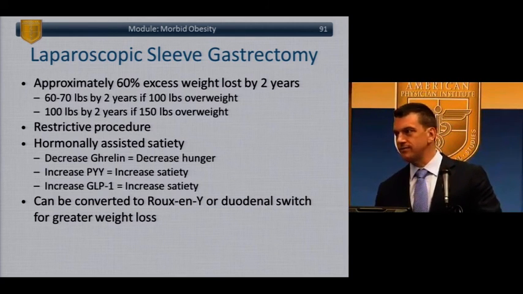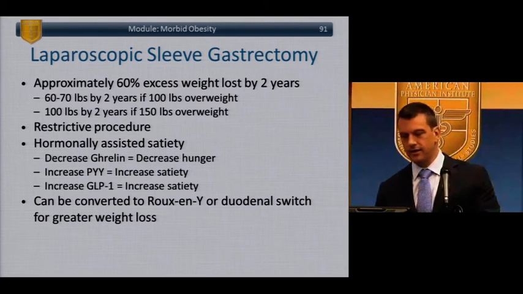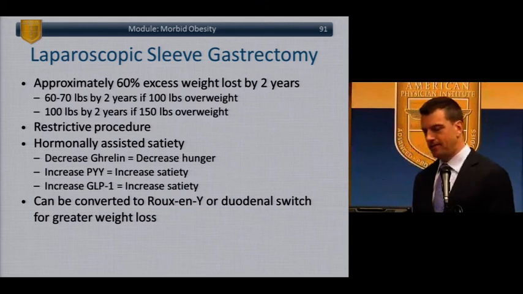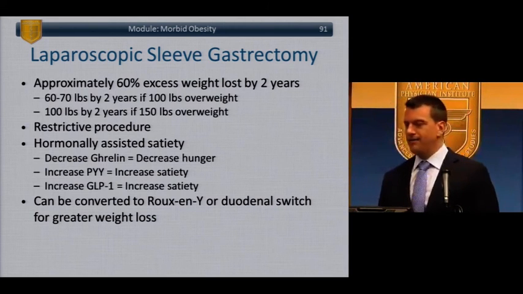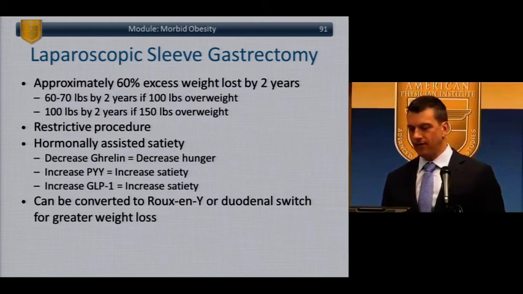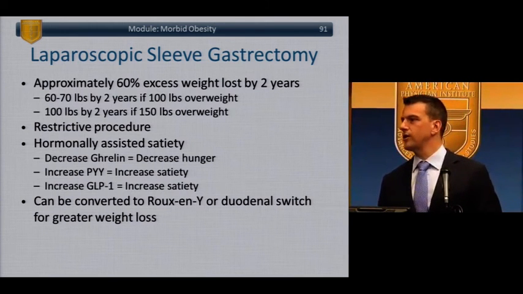It is a restrictive procedure. It also has the same hormonal effects, so it decreases ghrelin, decreases hunger, and increases PYY and GLP-1. If there's a problem with this, it can later be converted to a Roux-en-Y duodenal switch for greater weight loss.